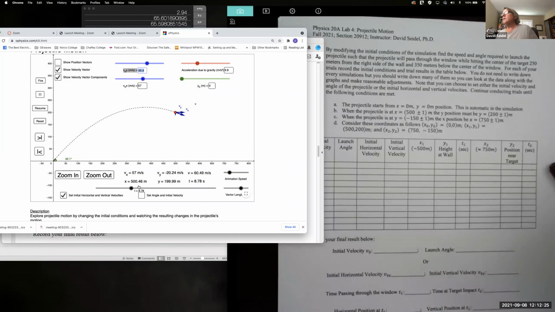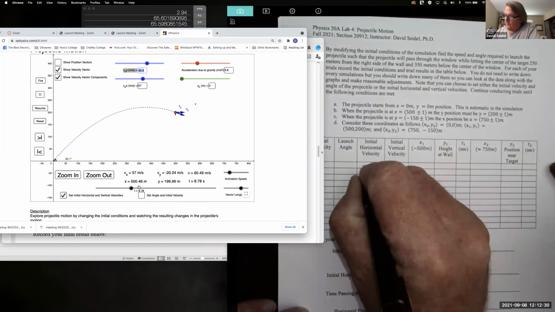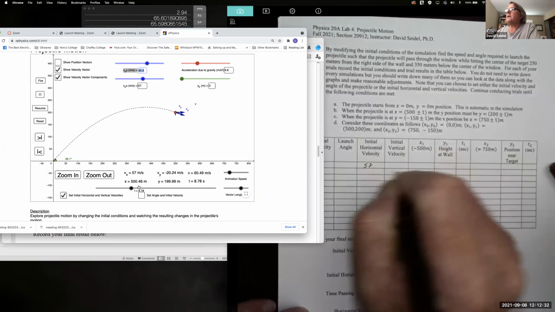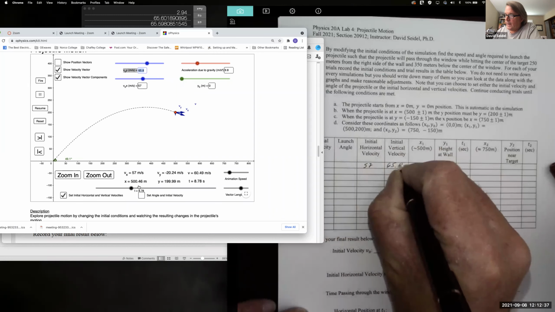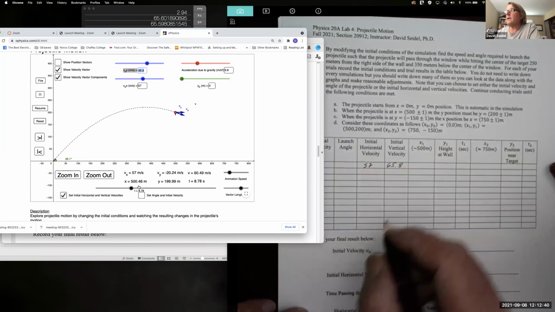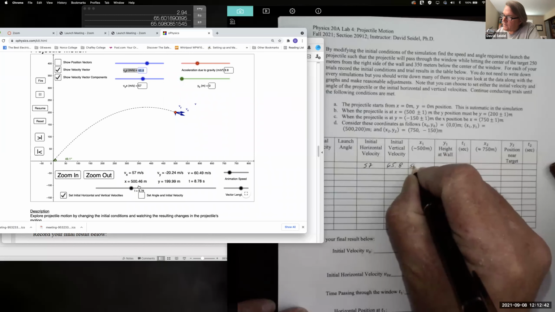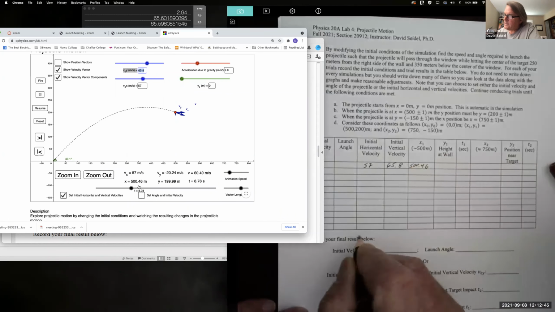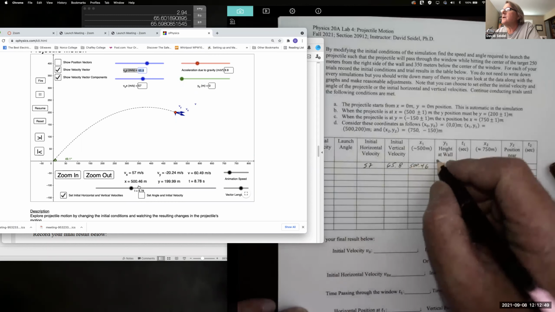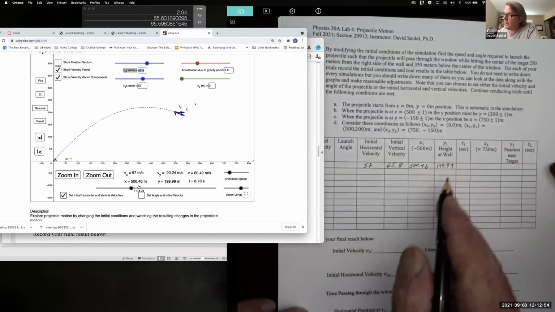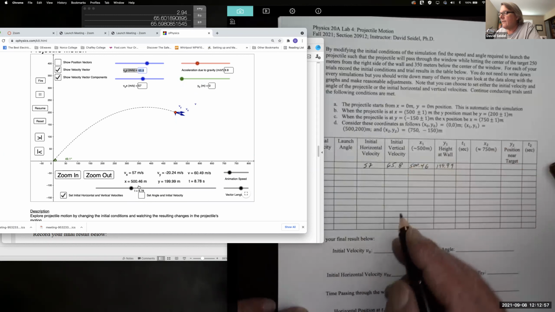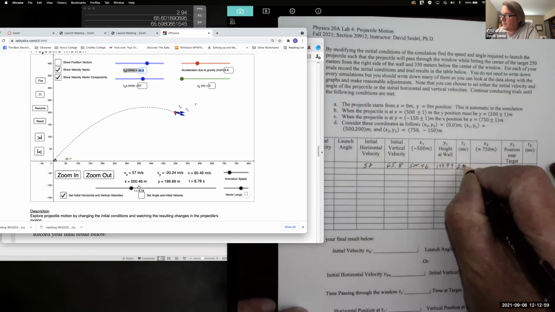So I go to my paper here and I go initial horizontal velocity 57, and I know everything's in meters per second. And Y is 65.8. X1 was 500.46. And the height at the wall was 199.99. So that's all really close for that position. And if you want, you can write in this T, 8.78.